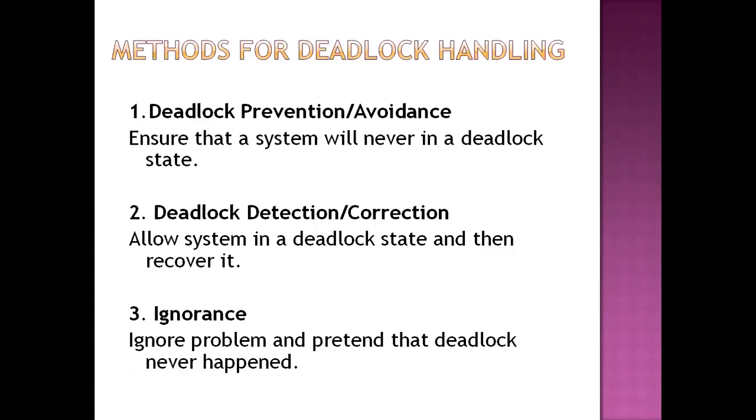There are different methods to handle a deadlock. First method is deadlock prevention or avoidance. This method is used to ensure that a system will never be in a deadlock state. Second method is deadlock detection and recovery. This method allows a system to enter a deadlock state and then recovers it. Third method is ignorance: ignore the problem and pretend that deadlock never happened.